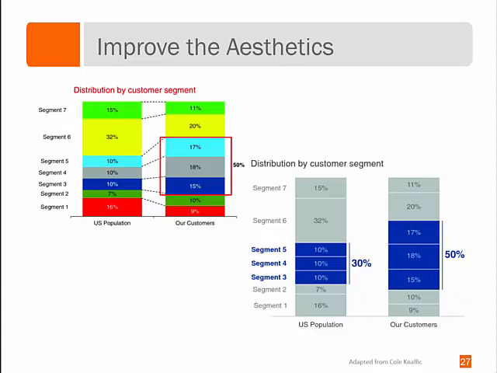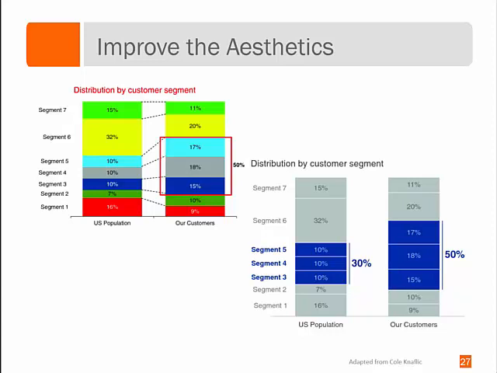There's also a highlight here of distribution by customer segment, so there's some desire to highlight segments 3, 4, and 5. So they draw a box around it, and they're representing that this is at least half of our customers versus the U.S. population, which is what the point of this particular visualization is here. It may be only 30% of the U.S. population, but it's 50% of our customer base.